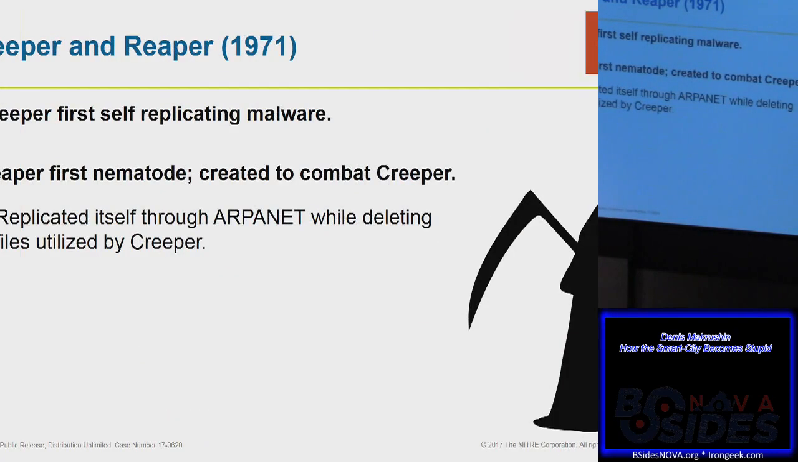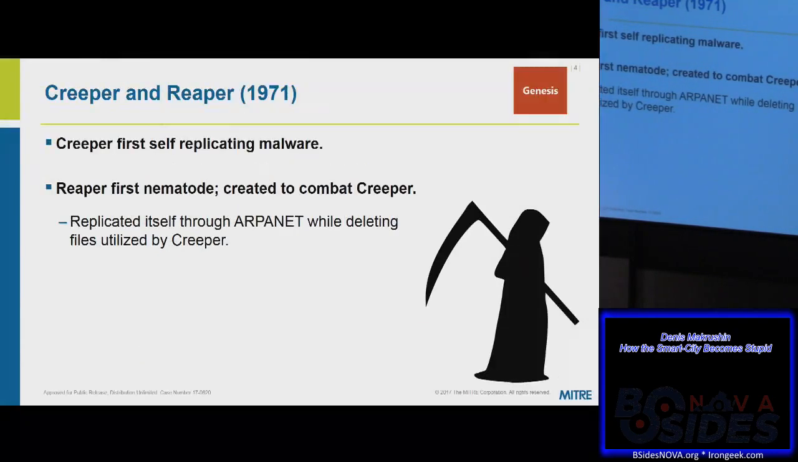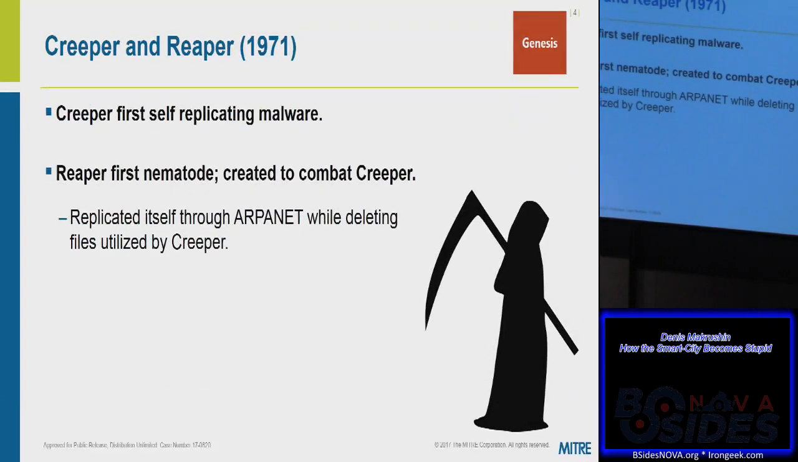So the first, and kind of my favorite because of the names, are the Creeper and the Reaper. The Creeper is the first self-replicating malware, and it was created as an experiment, and it resulted in actually the first nematode. And for those of you who do not know what a nematode is, I dare you to Google it, and the images will not be very, very welcoming. You would not want to see those.